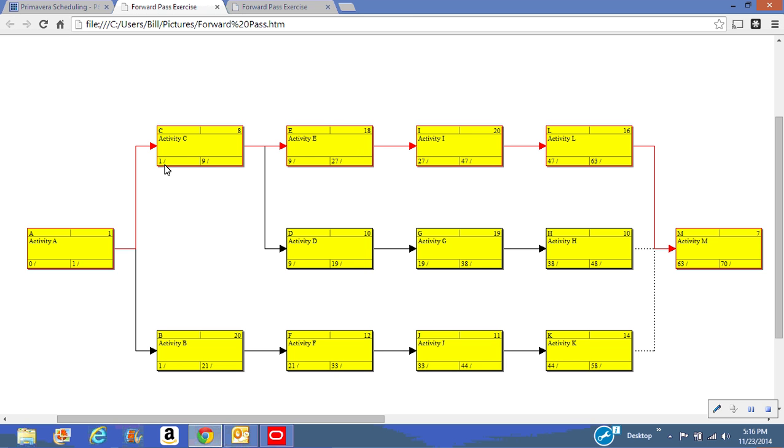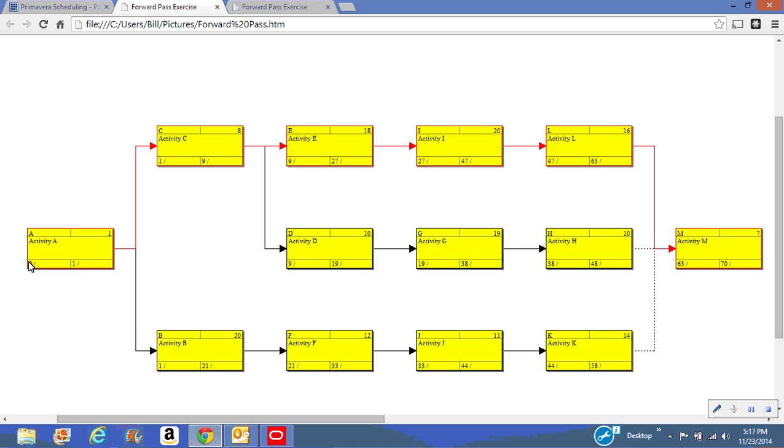So the first thing we do with the forward pass is we just add up the numbers. Now these are all finish to start relationships. Primavera will draw a finish start relationship, as you see here. If it was start to start, you would see it coming out of one box on the front end and going into the front end of another box. Finish to finish likewise would go from the end of one box to the end of another. It's easier here because all we have to do is add numbers.